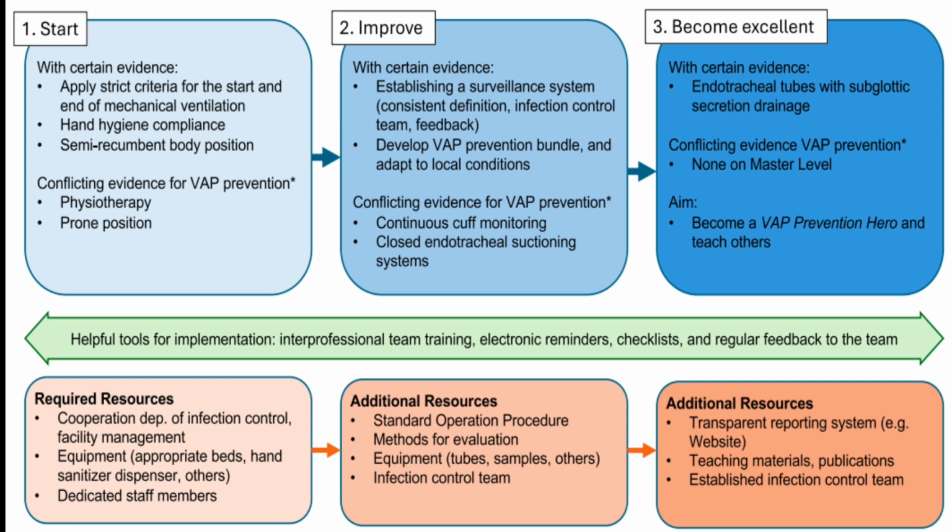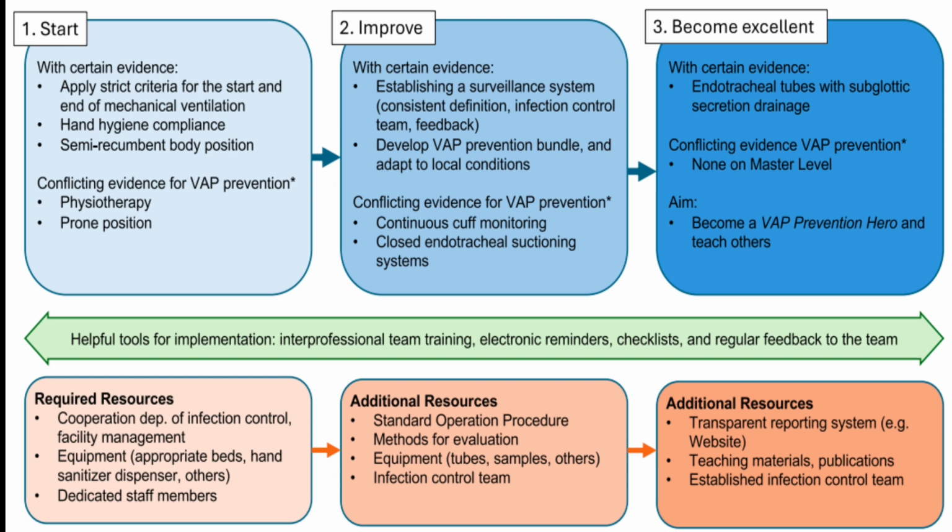2. Improve by building systems. Develop a VAP prevention bundle adapted to your unit, with a strong surveillance system and infection control team. Add tools like checklists, team training, and consistent feedback to elevate these practices.